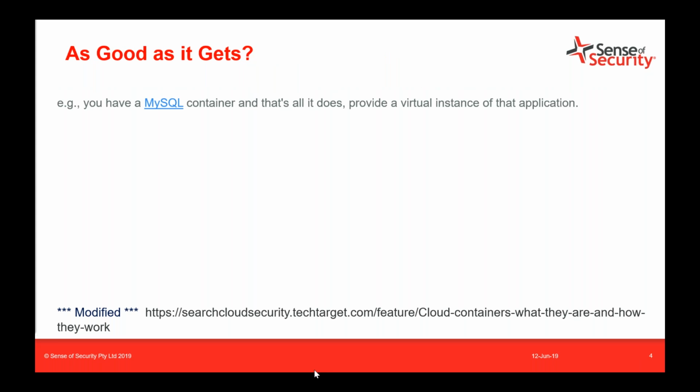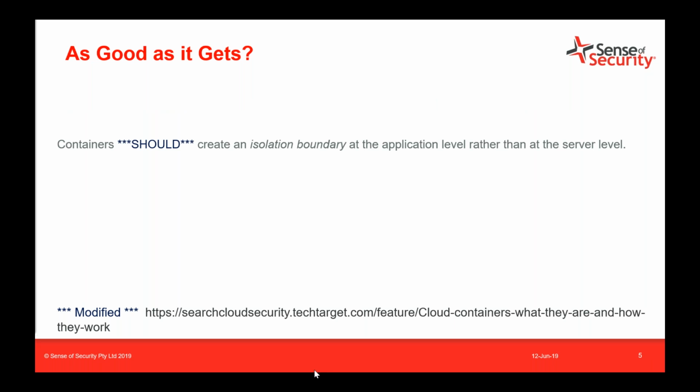So, for example, if you've got an application such as MySQL running in a container, the intention is for it only to deliver that particular application, in this case, MySQL, and it's intended to provide a virtual instance of that particular application. Now, the container should, with asterisks, create an isolation boundary at the application level rather than the server level. And that's because the container is an abstraction at the application layer.